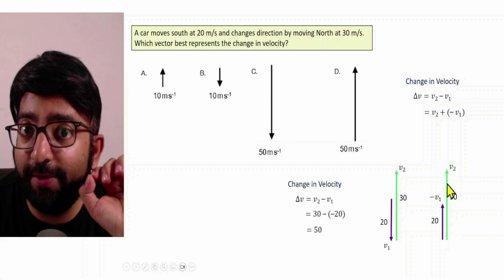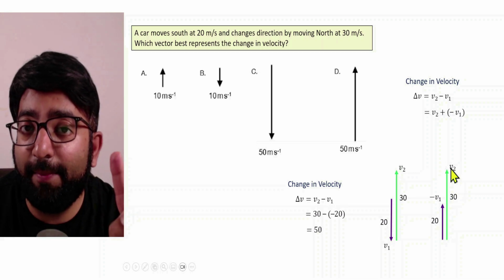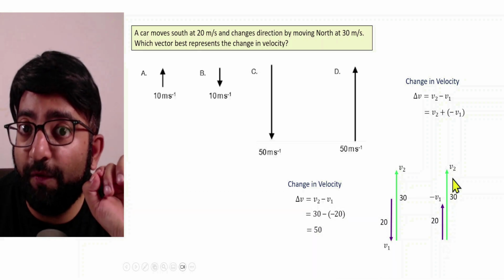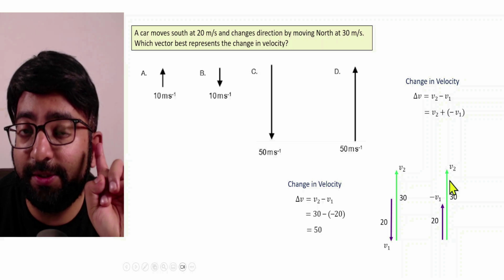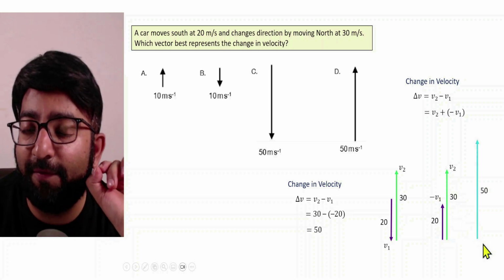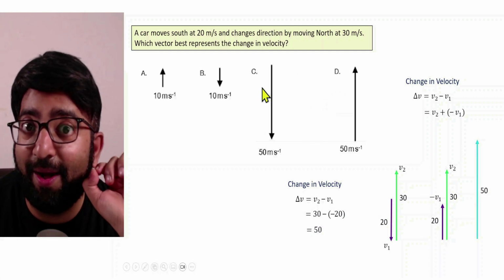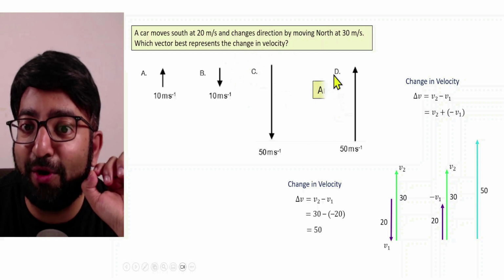And as you can observe in this diagram, these two arrows, both of them are pointing upwards in the same direction. And we know whenever two vectors are pointing in the same direction, the resultant is found by addition. So we will add 30 and 20 to get a 50. And the direction is represented by this arrow. And that is why the answer for this question is not C, it is option D.